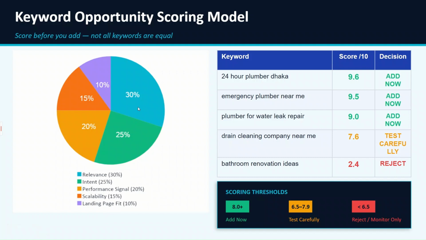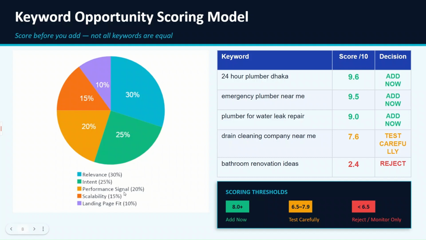Our relevance is 30%. Does this keyword exactly match what this business does? A plumbing business does not need a keyword about plumbing courses. Then intent, 25%. Is the person searching this keyword ready to book or call right now, or are they searching just for a job or something else?